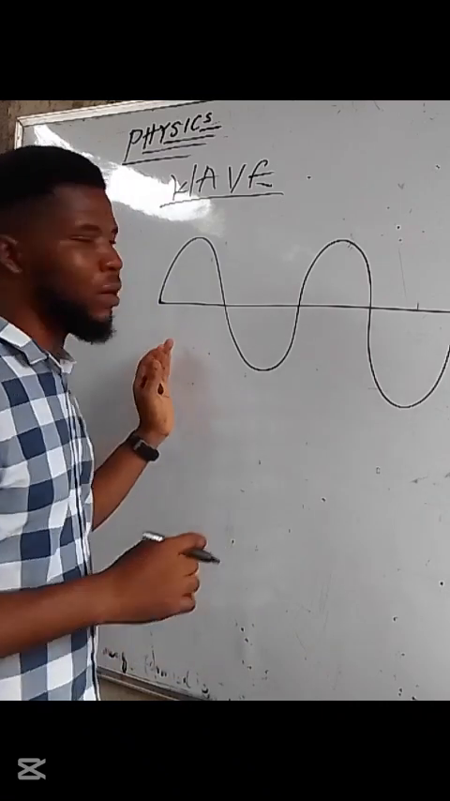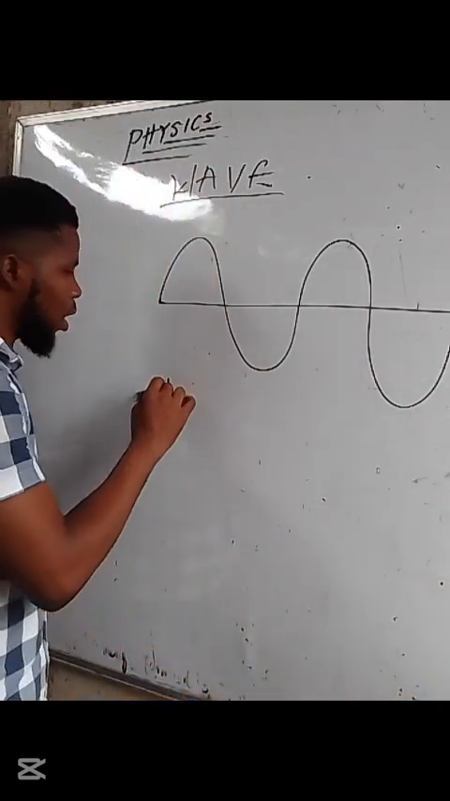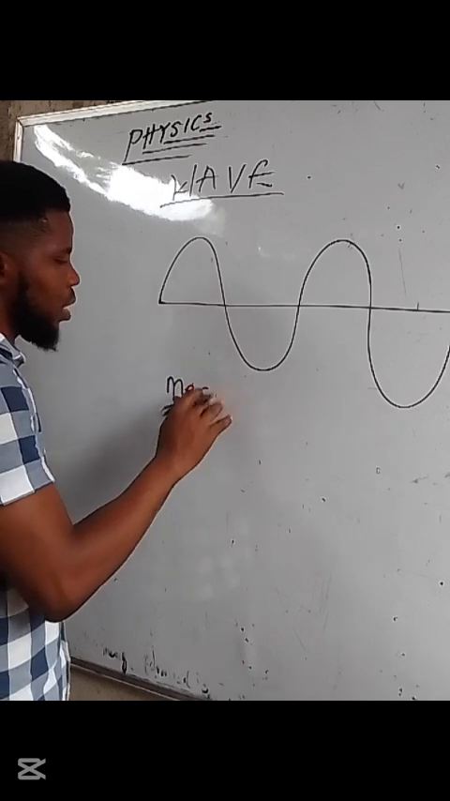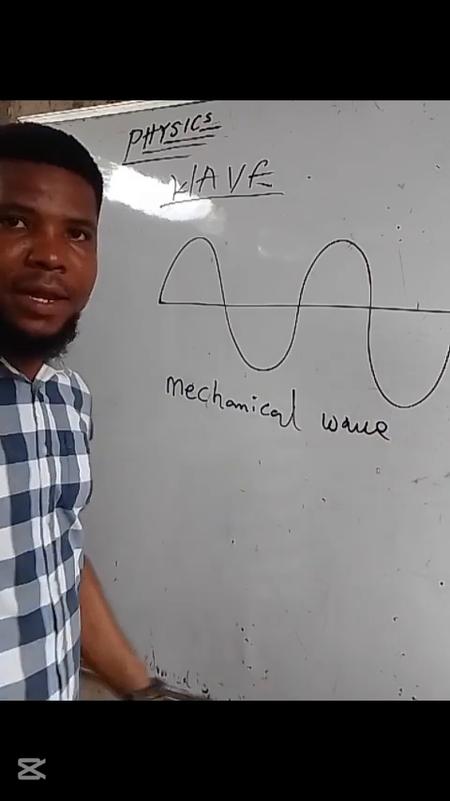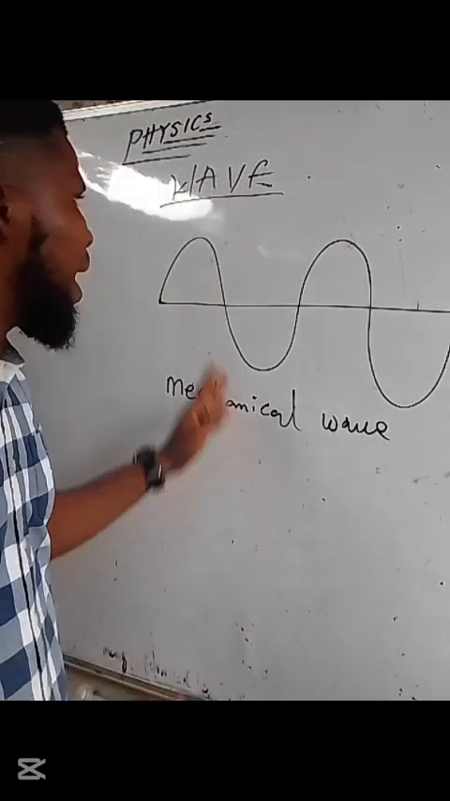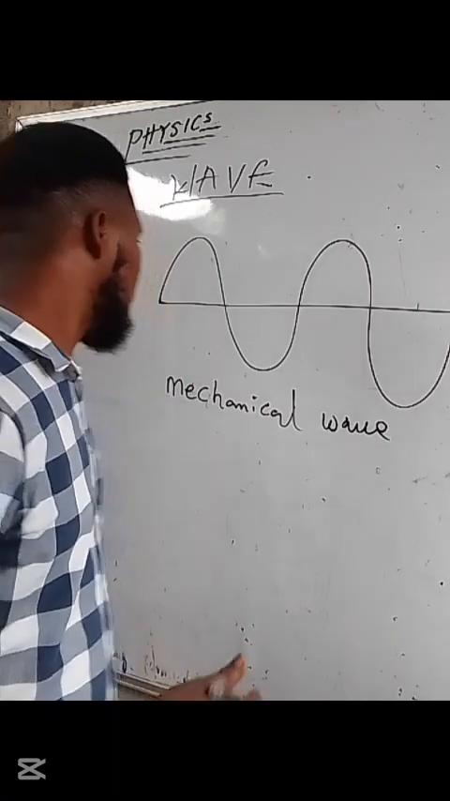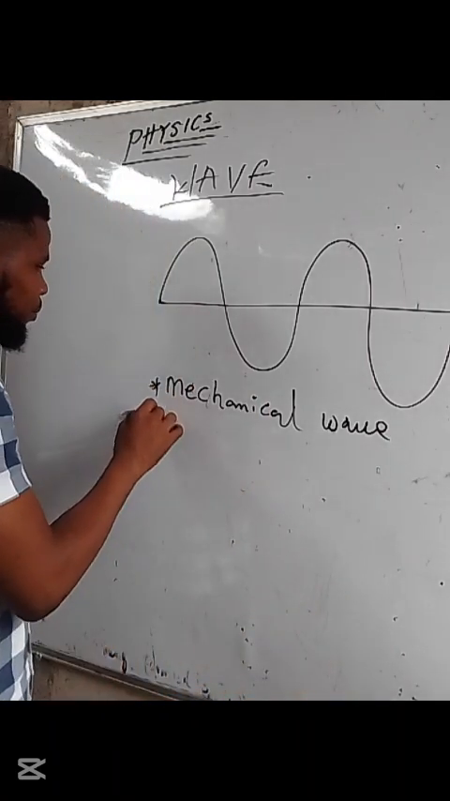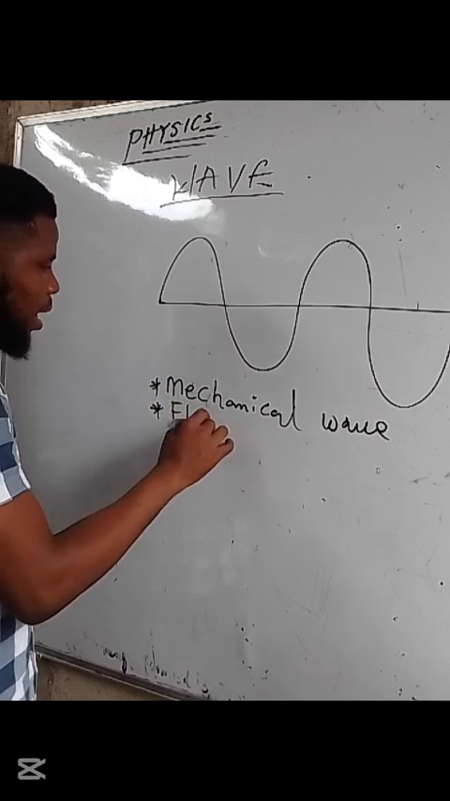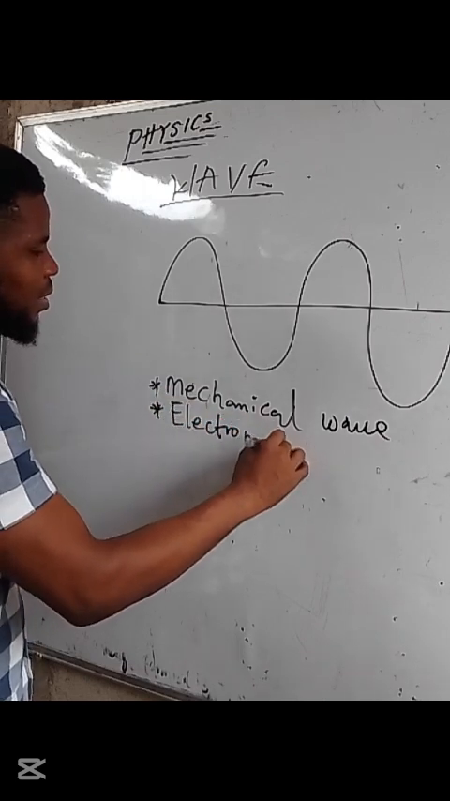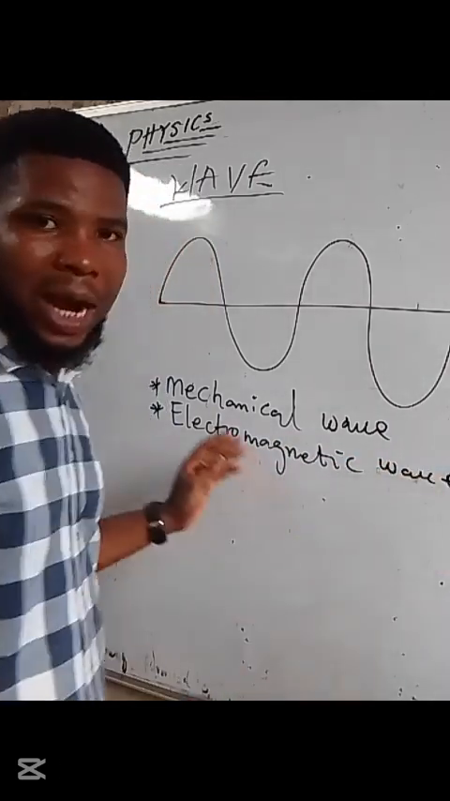There are waves that require a material medium for propagation. Those waves are called mechanical waves. Then there are other waves that do not require any material medium for propagation. They just vibrate through vacuum. Those waves are called electromagnetic waves. So these are the two major kinds of waves.